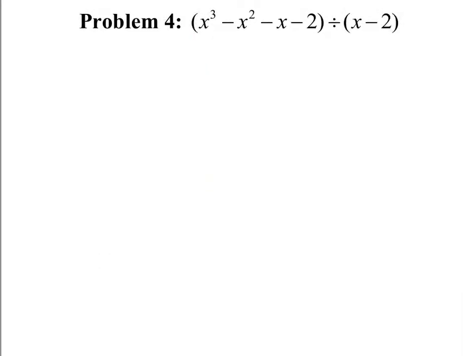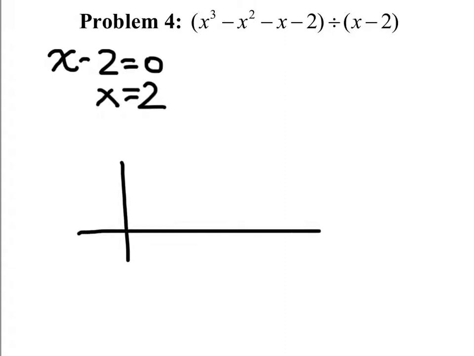So here's another example from that sheet if you want to see one. I start by setting x minus 2 equal to 0. So 2 is what's going to go in the corner of my synthetic division chart. My highest degree is x to the third, so that's where I'm going to start.